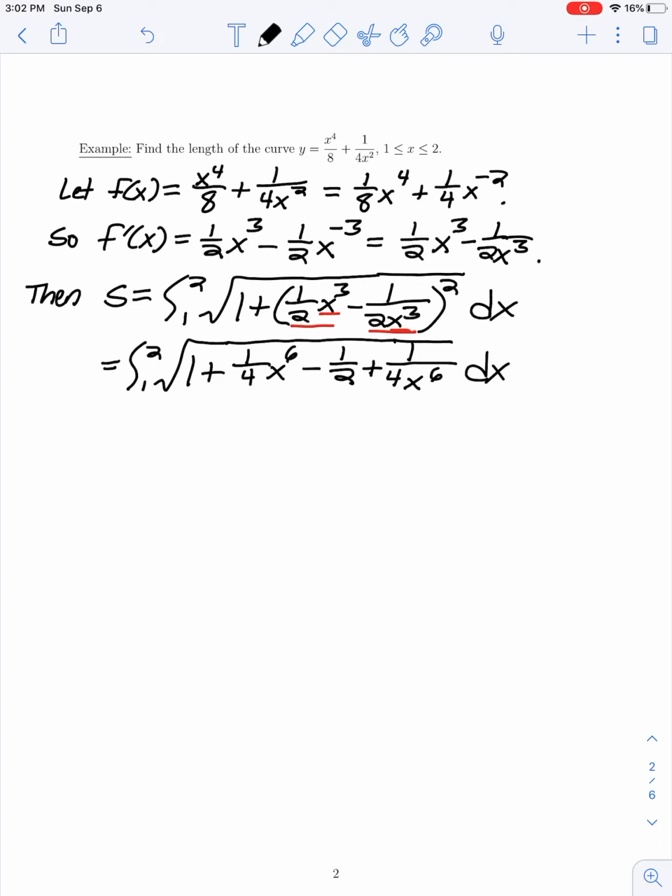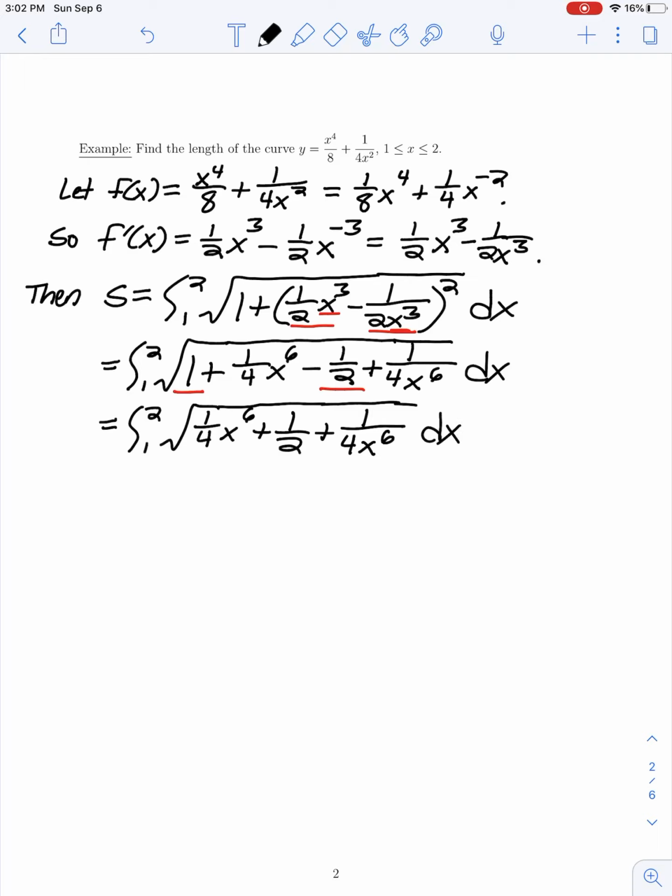So now, if I group my constant terms together, I have a 1 and a minus 1/2. So I now have the integral from 1 to 2 of the square root of 1/4x to the 6th. My 1 minus 1/2 leaves me with a positive 1/2. And then I've got a plus 1 over 4x to the 6th, dx.